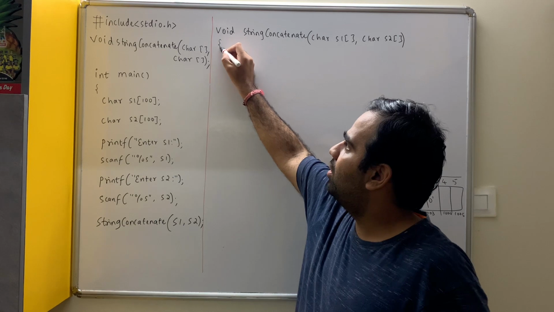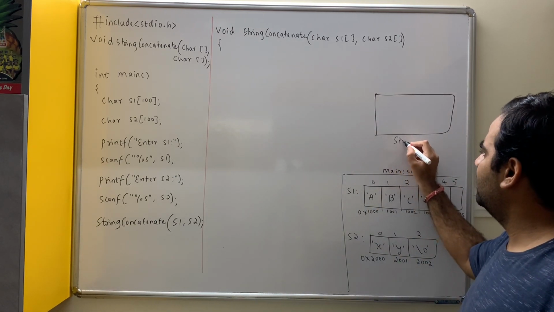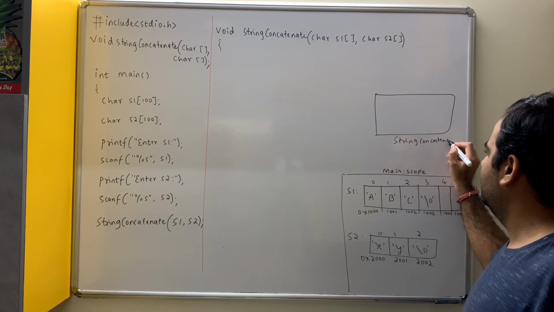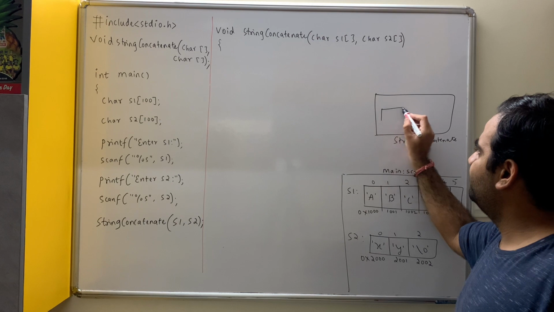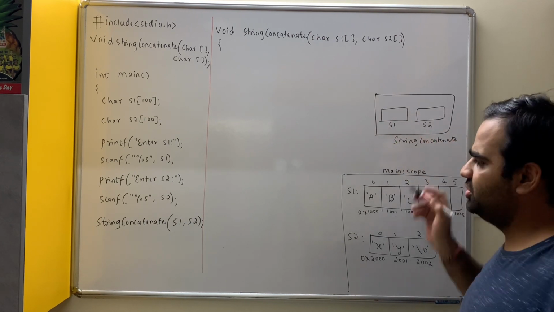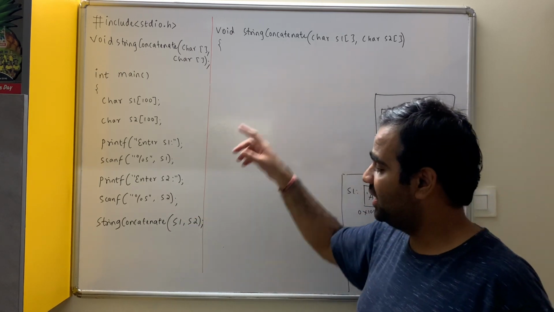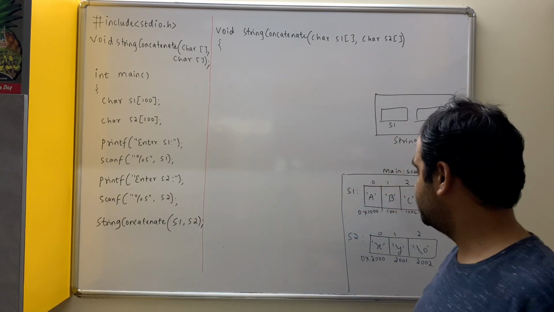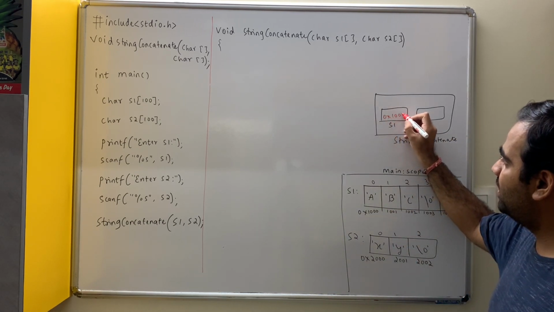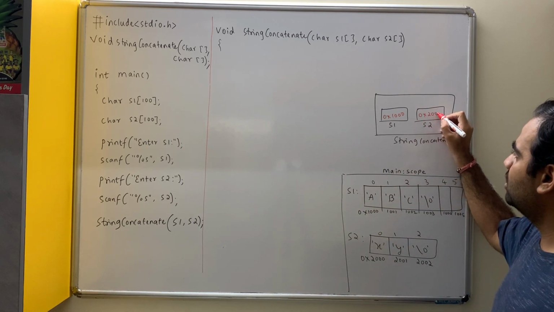Now whenever you call the function, the scope of the function gets activated. Now this is string concatenate. There are two parameters. The first parameter is S1, the other parameter is S2. S1 will be copied to S1 and S2 will be copied to S2. And whenever the arrays are passed, the base address gets passed. Say the base address is 1000 and the base address is 2000.